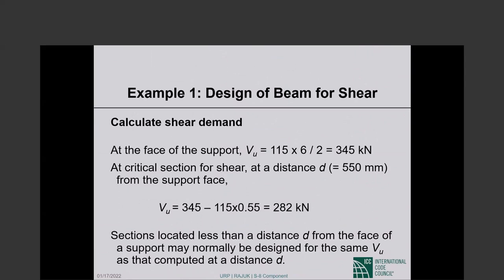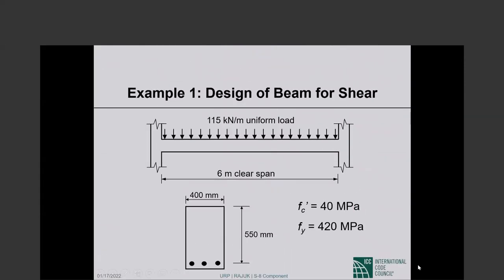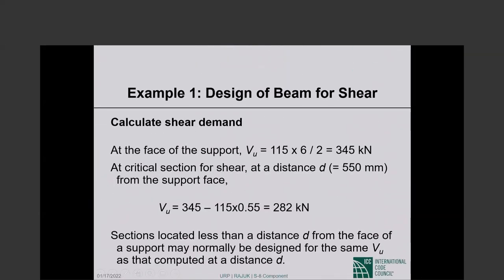At the face of the support, the shear is 115 kilonewton per meter uniform load, multiplied by the clear span of 6 divided by 2. That's 345 kilonewton.